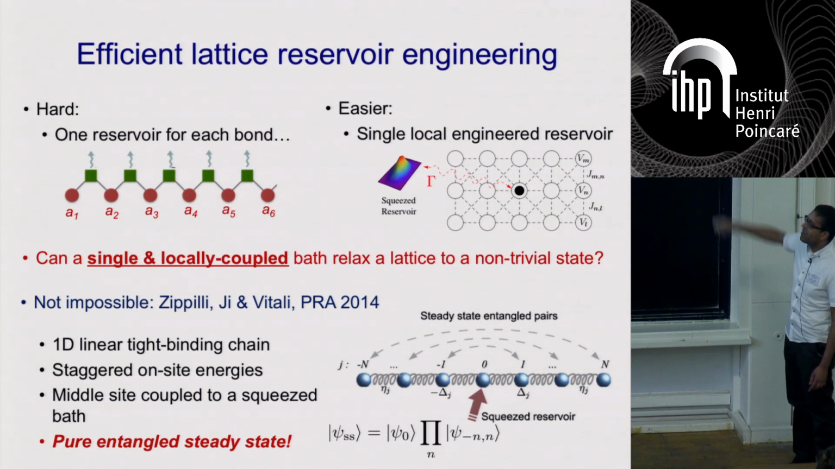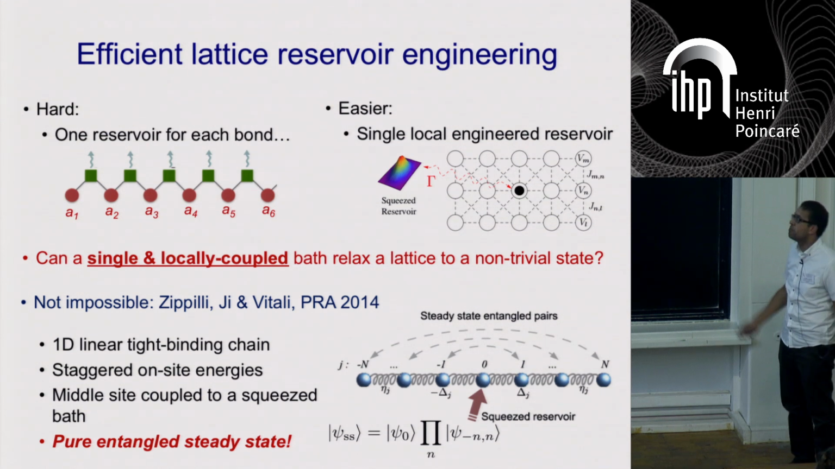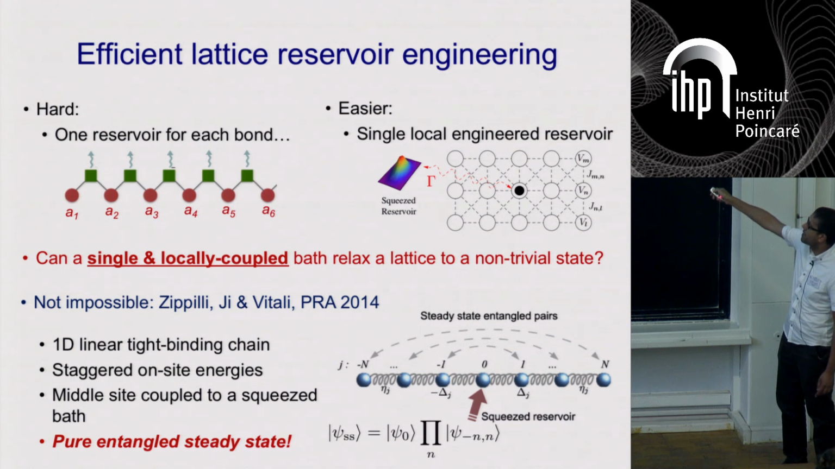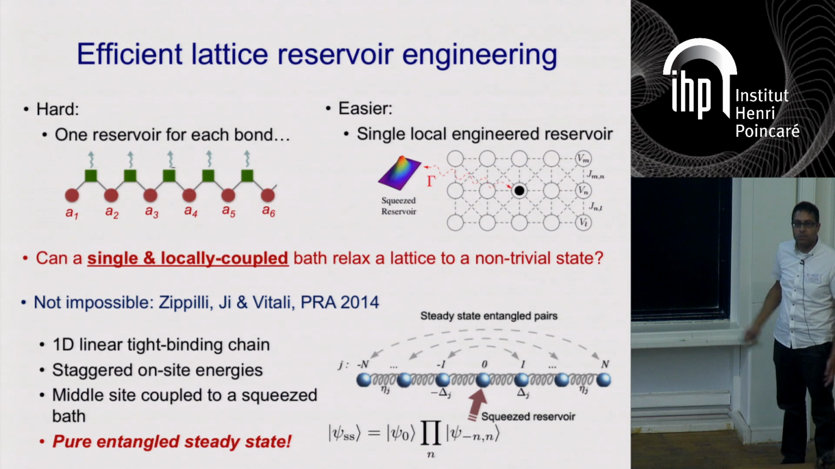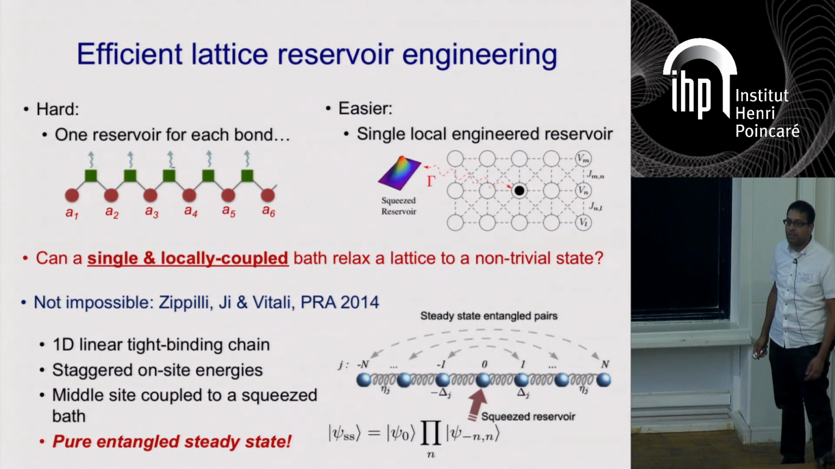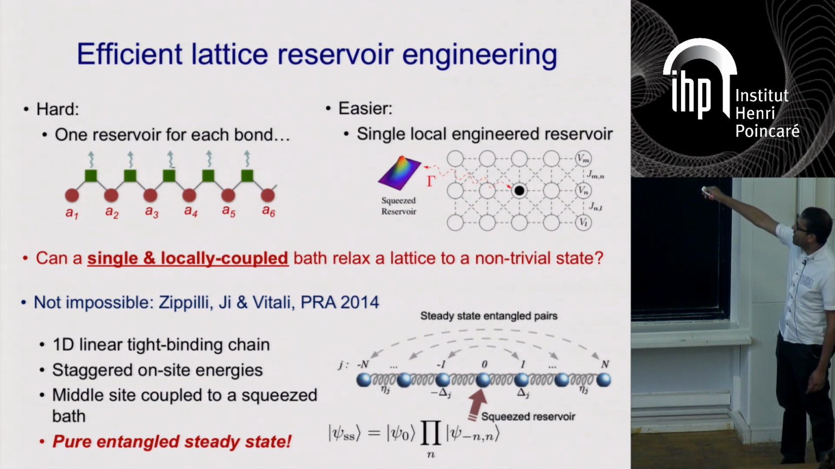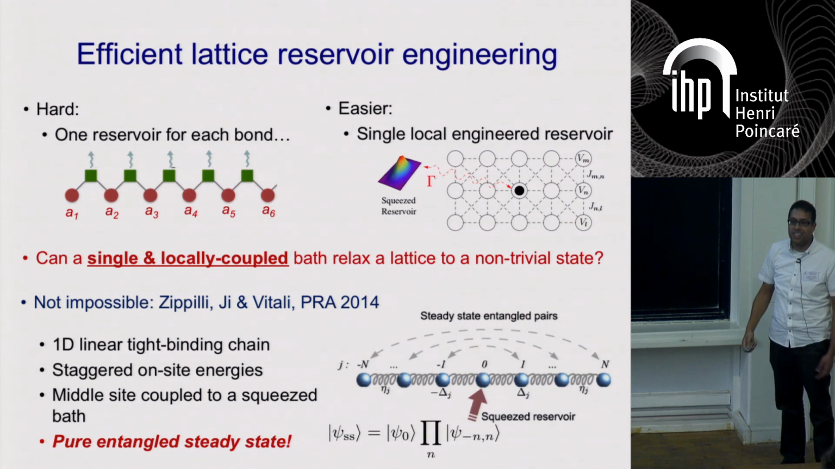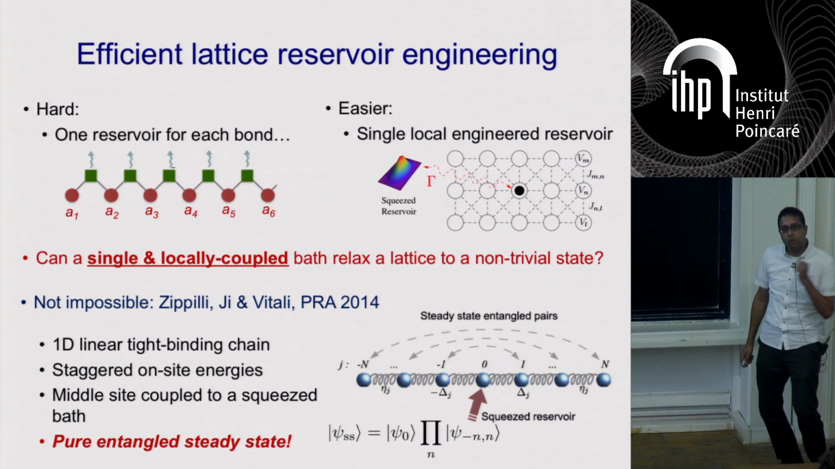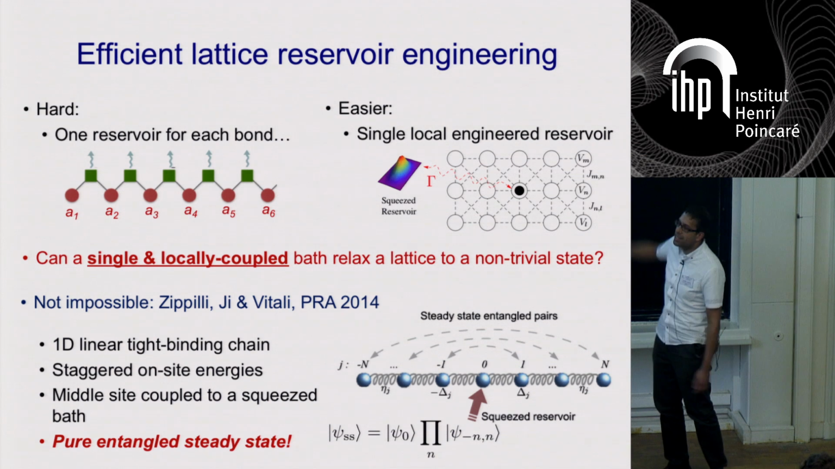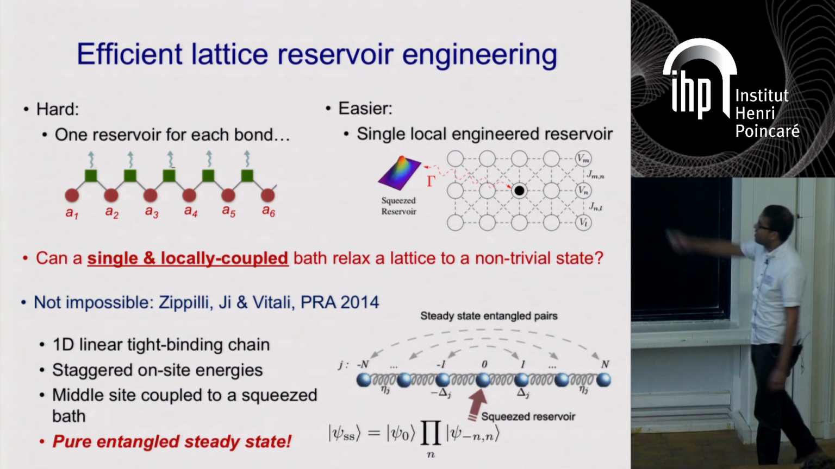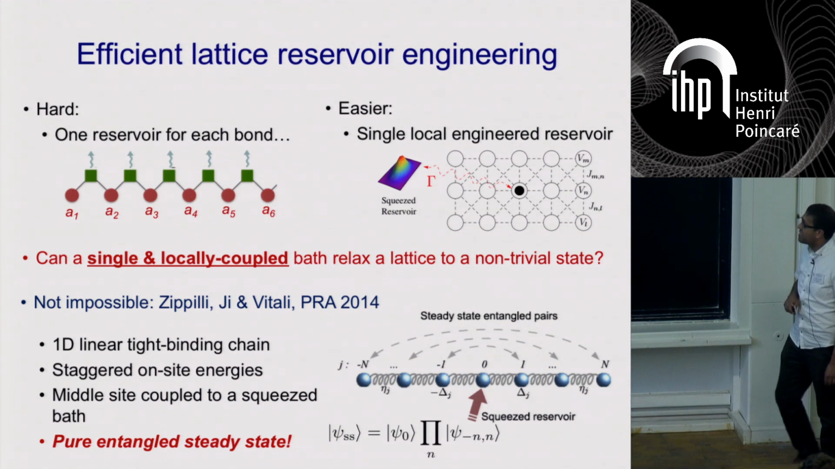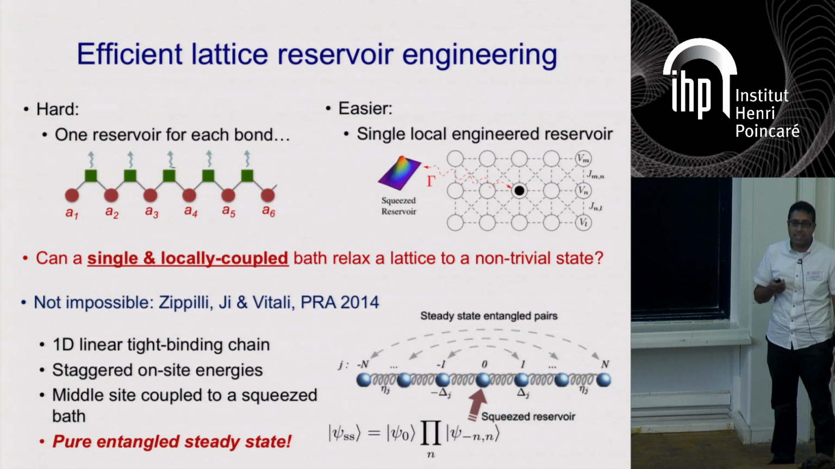You have a 1D array of cavities, described by a simple tight binding model, so photons can hop from site to site to site. You stagger the on-site energies. So if you want, you play with laser detunings. So the detuning on site 1 is negative, the detuning on site -1. And then the only controlled dissipation is at site 0. At site 0, you couple to a squeezed reservoir. Okay, and so what they show is, in this setup, you actually get stabilized into a pure entangled state.